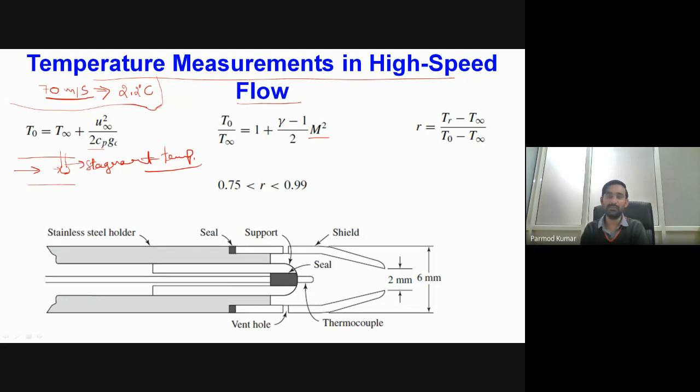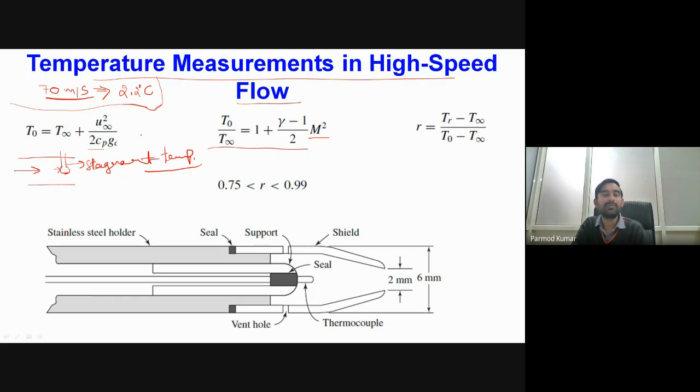However, if we are employing the thermometer or thermocouple for measurement of temperature in high speed flow, we may have a significant contribution and a significant difference between free stream temperature and the stagnant temperature. That's why we have to apply these two equations given over here. Depending upon the type of measurement available, we can use these equations to correct our value of temperature.